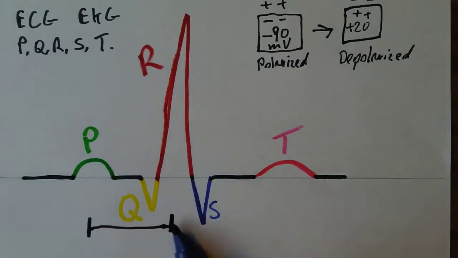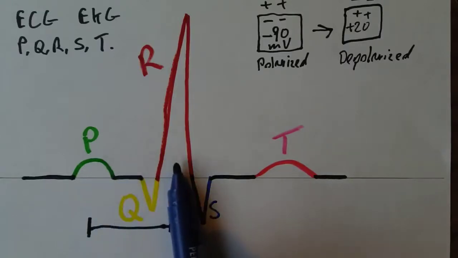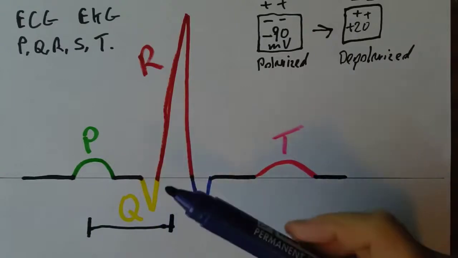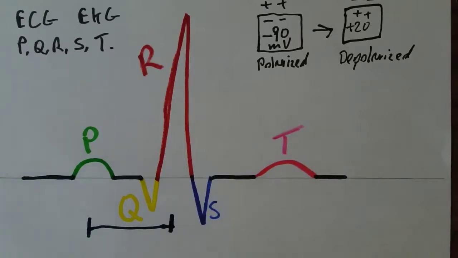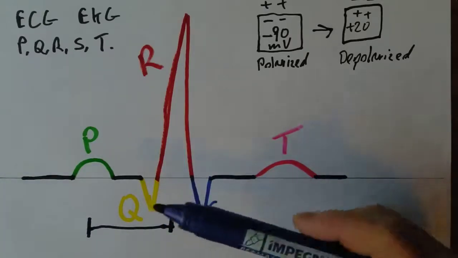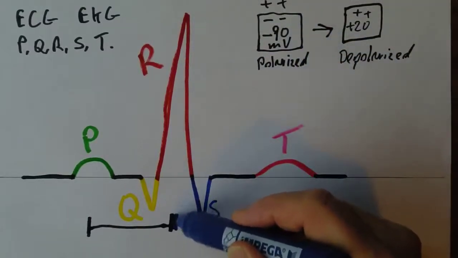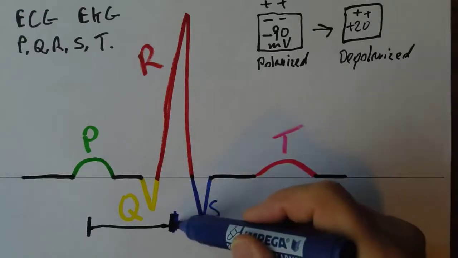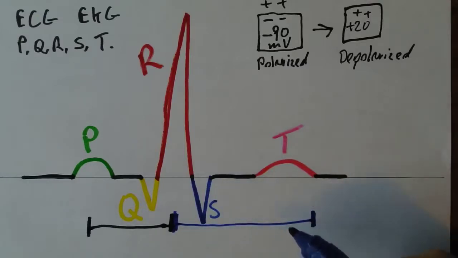And when the muscle is contracting, we call that systole. So this is the period of time of atrial systole. Now the QRS complex is the depolarization of the ventricular myocardium. And the depolarization of the ventricular myocardium will initiate the contraction of the ventricular myocardium, which will take place during this period of time here. So first we have atrial systole, and then the contraction of the ventricular myocardium, ventricular systole.